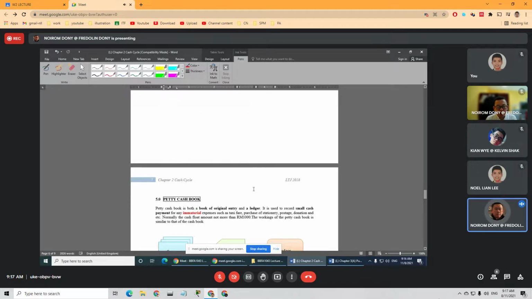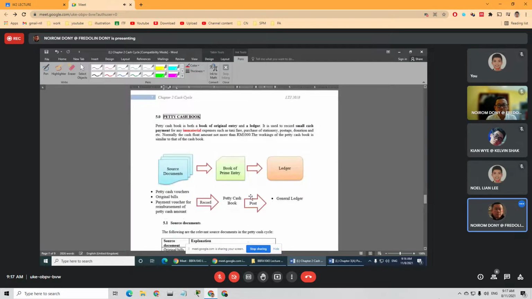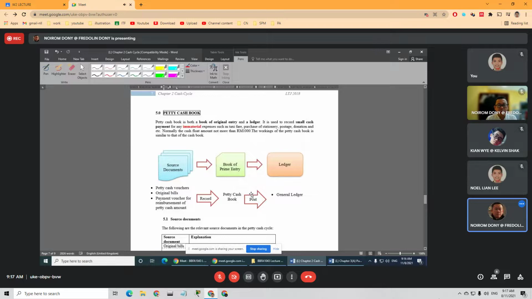Now that was the cash book, the first prime entry. The second prime entry is the petty cash book. So we have two types of cash in the business. One is the cash book, the other one is the petty cash book. In the cash book, you have the bank column and the cash column. Cash refers to cash in hand.